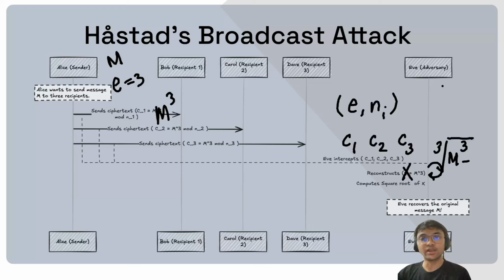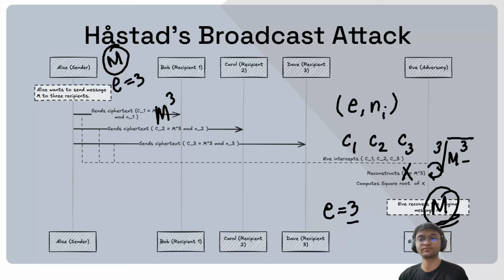Even the adversary can reconstruct this plain text even though they do not have access to M, or they don't know M cubed. They can recompute M raised to 3 and thus take the cube root and get the original message M back. This was the threat of using a low exponent in RSA encryption. Let's dive into the mathematics of it up next.